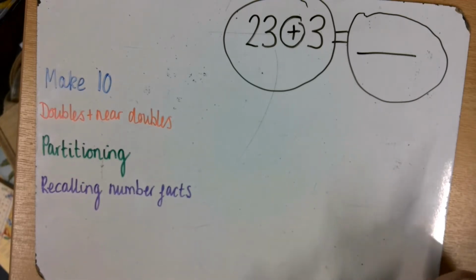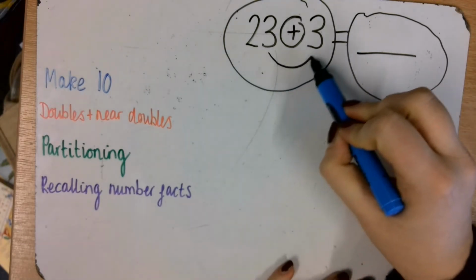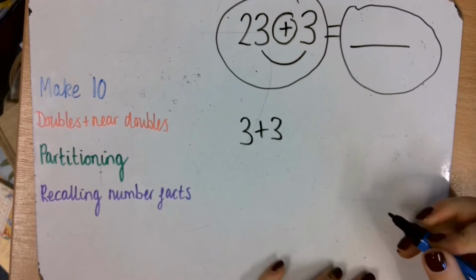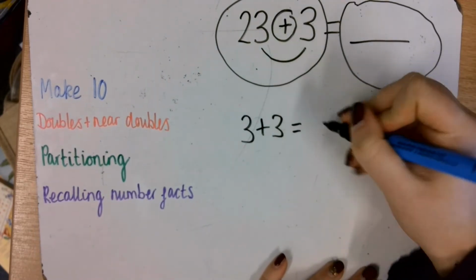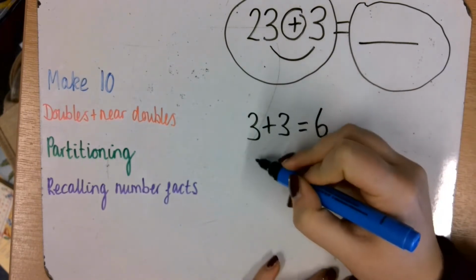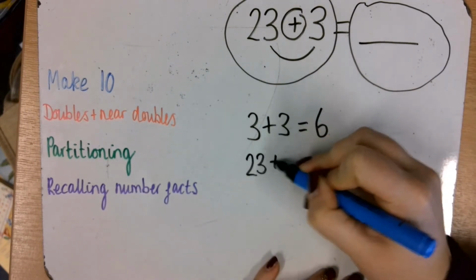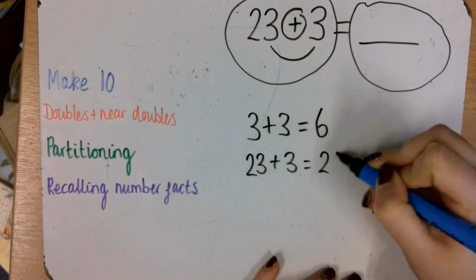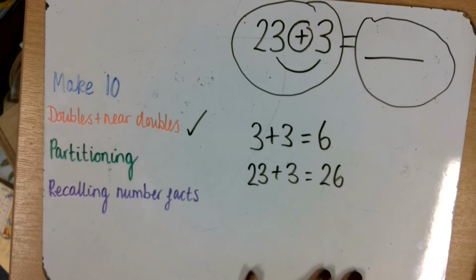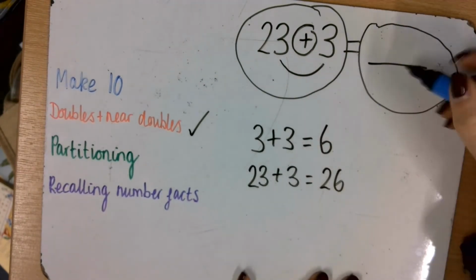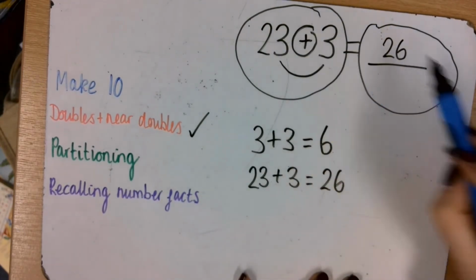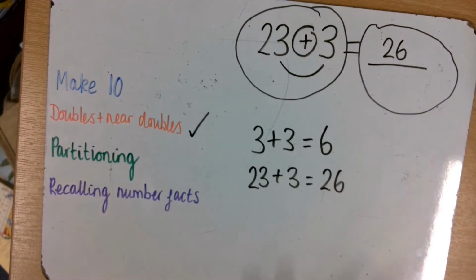For example, in this calculation, I can see a double. I can see 3 add 3. And I know my doubles really well. I know that 3 add 3 is equal to 6. So 23 add 3 must be 26. So I've used the doubles and near doubles strategy to solve this calculation. The answer is 26. There is 26 on this side and 26 on this side of my equation.